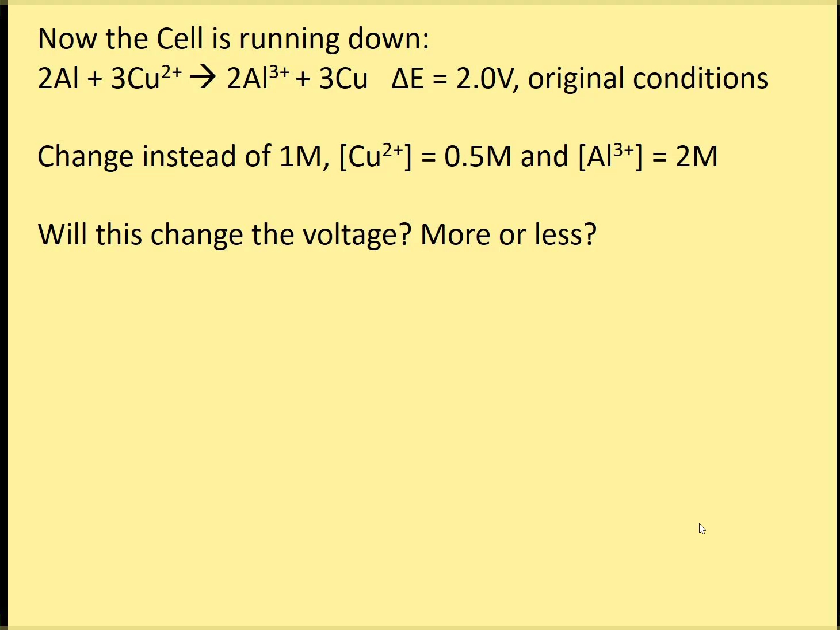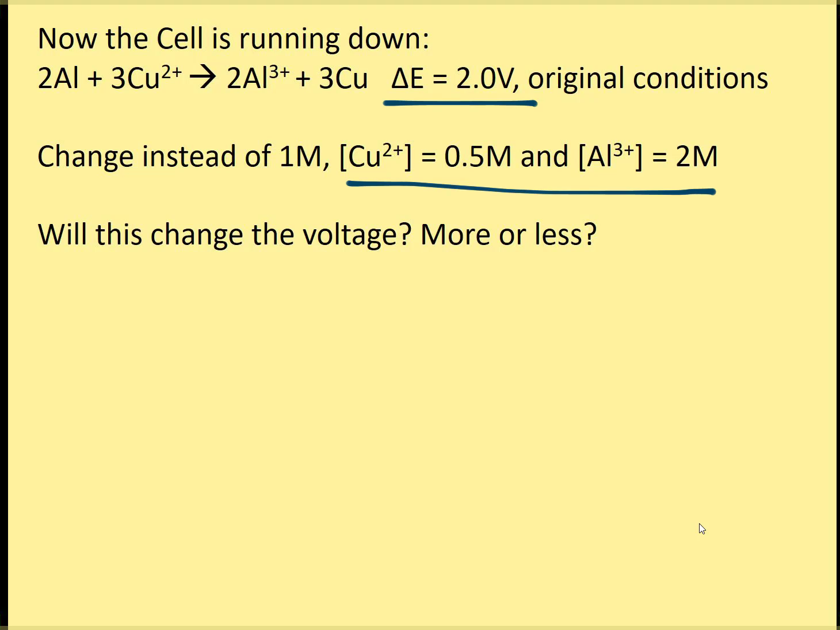As the cell is running down, the original conditions, we have our voltage potential at 2 volts. Let's change the concentration to these new concentrations, and answer this question: will this change the voltage? Will there be more? Will there be less? So let's just analyze what's going on here.